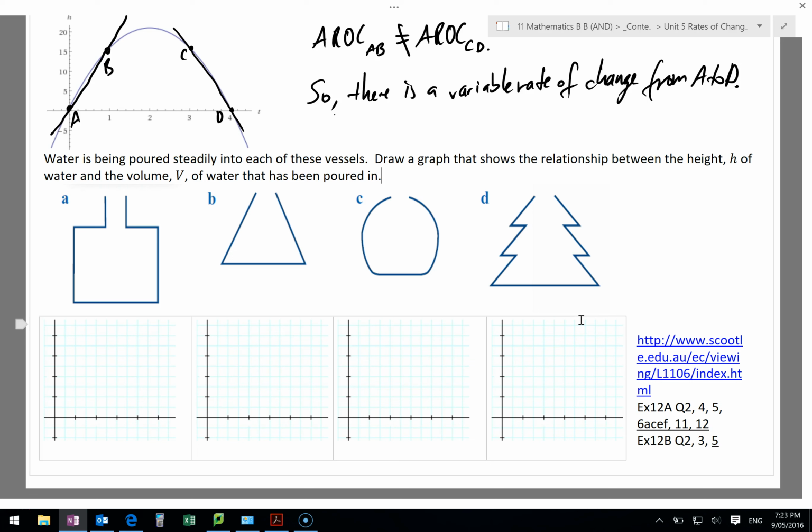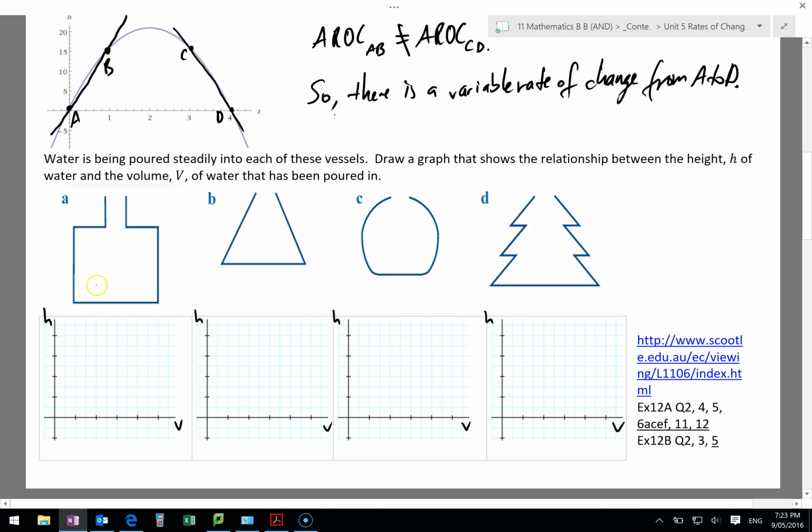Okay, so looking at this scenario, we've got water being poured steadily into each of these vessels. Imagining that a tap is being opened and water is just flowing in here. Draw a graph that shows the relationship between the height of water and the volume that's being poured in. So all of these graphs will be HV graphs.